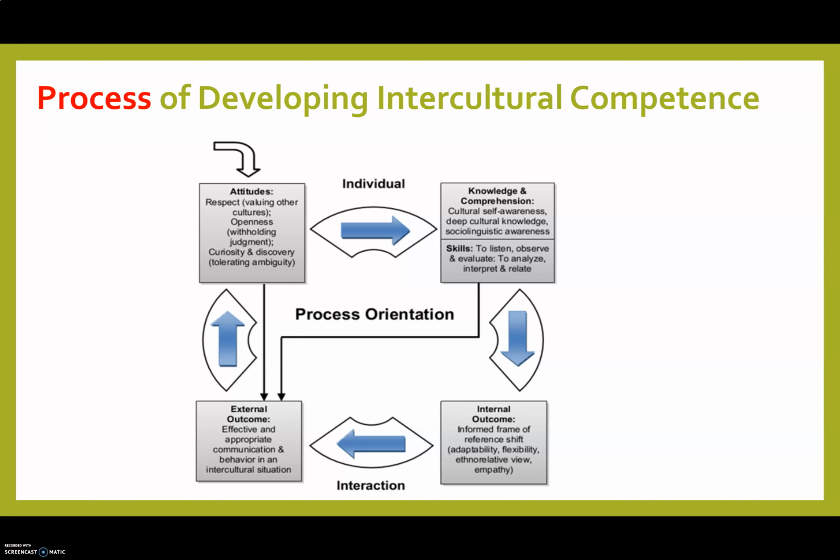And the skills that you have on this individual level as well are to listen, to observe, and to evaluate. You also want to analyze, interpret, and relate. Okay, so at the basic level, listen, observe, and evaluate. And then take it that step further, analyze them, interpret them in how you see the world, and relate them to how you are as a person.